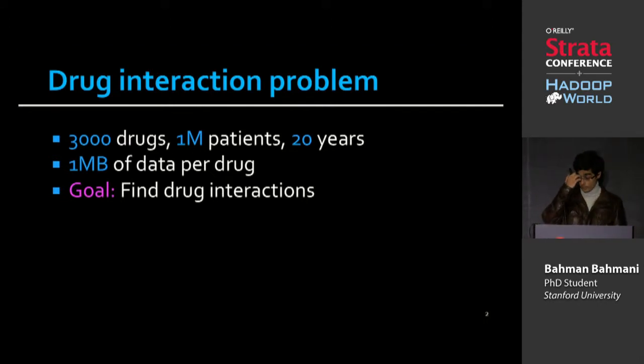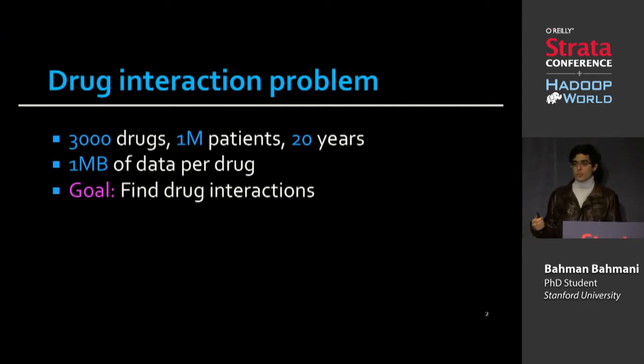So the first example that we'll look at is the drug interaction problem. Here's the setting. We have 3,000 drugs, and we have 1 million patients. The data has been collected over 20 years. And for each drug, we have a record which is around a megabyte of data, which shows over these 20 years which patients took this drug, what were the diagnoses for those patients, what was their case before they took the drug, what happened to them after they took the drug, all of that.